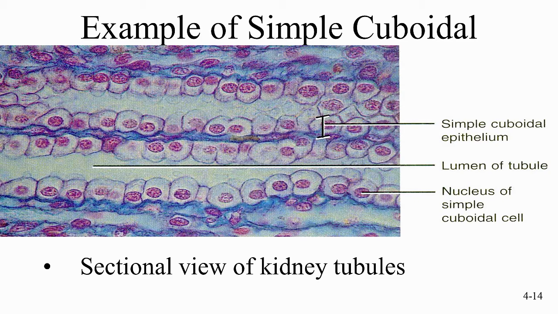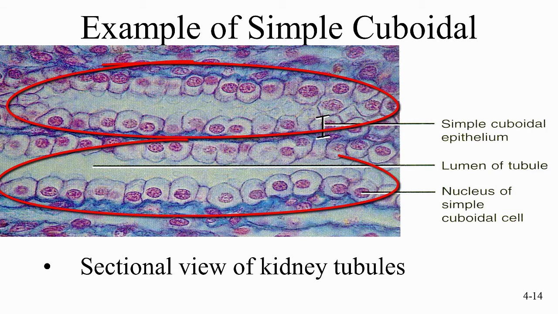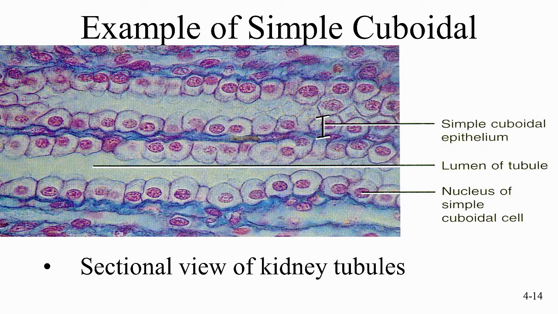And here's something I want to point out right here. If you think this looks like stratified cuboidal epithelium, well, it's not. This is simple cuboidal epithelium. You see, if it were stratified, you wouldn't have this material in between. The cells would be right up against each other, forming multiple layers. Okay, this is just one tube here and another tube here. They're just very close to each other. And again, you know it's not stratified because it does have material in between.